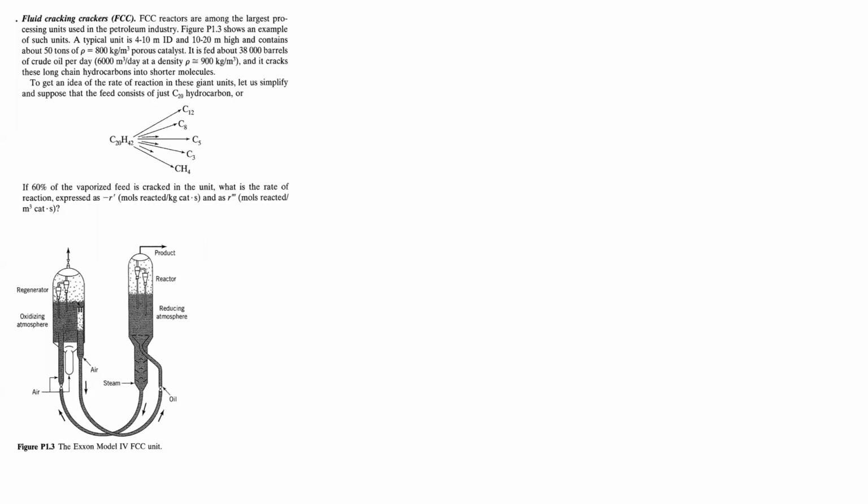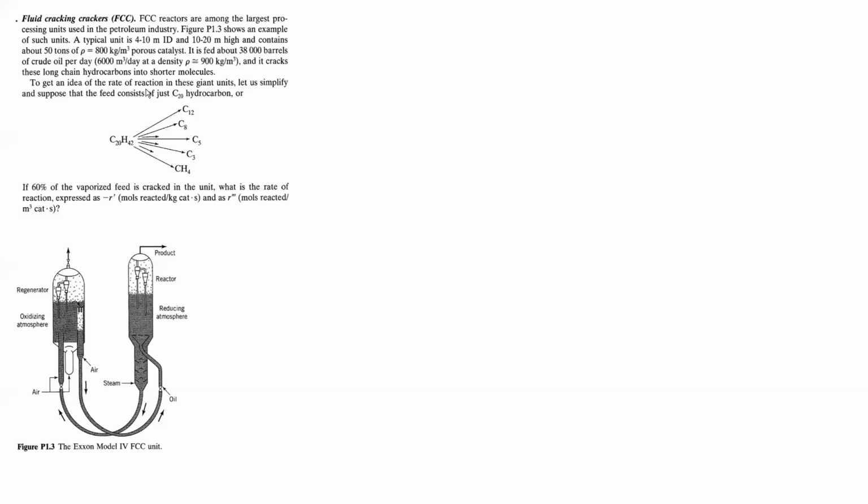Great. So problem number 1, FCC reactors are among the largest processing units used in the petroleum industry. Figure 1 shows an example of a unit. The typical unit is 4 to 10 meters in diameter, 10 to 20 meters high, contains about 50 tons of porous catalyst. It's fed about 38,000 barrels of crude oil, and it cracks these long-chain hydrocarbons into shorter molecules.